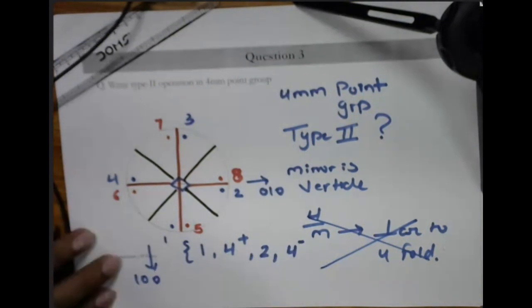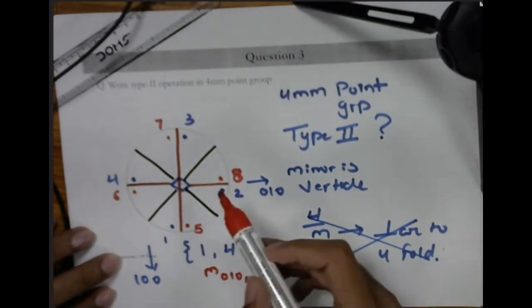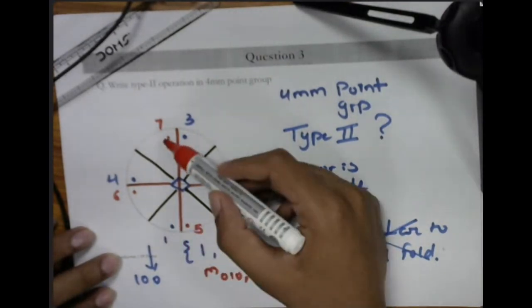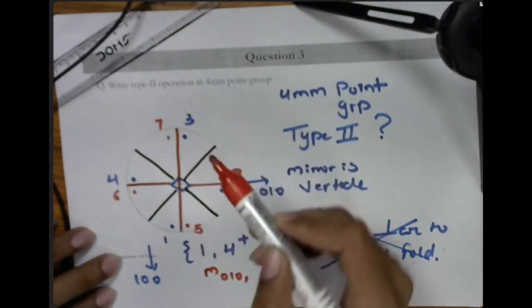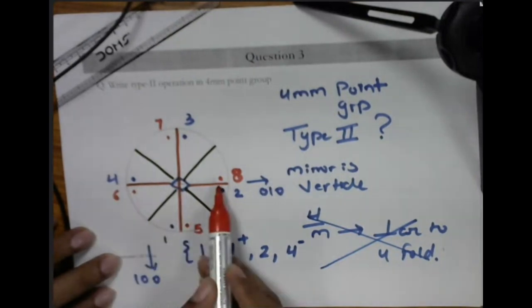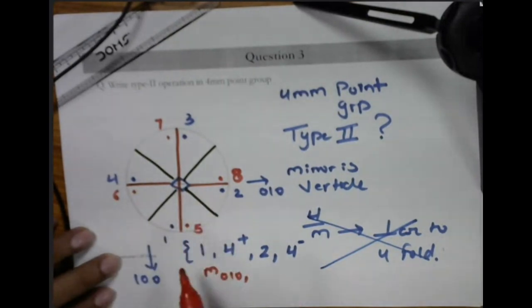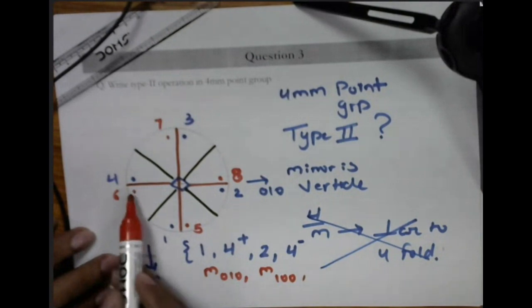So we can write M of O1O. We will get this 7 from the point number 1 by this particular mirror, horizontal, which is perpendicular to the 1. Right. Now how will we get point number 6?